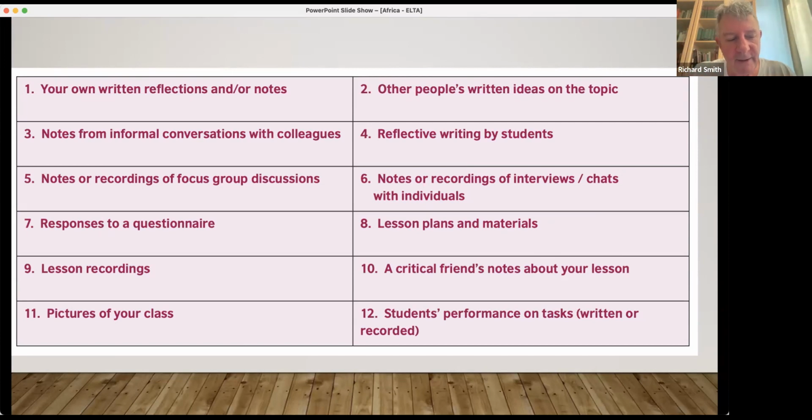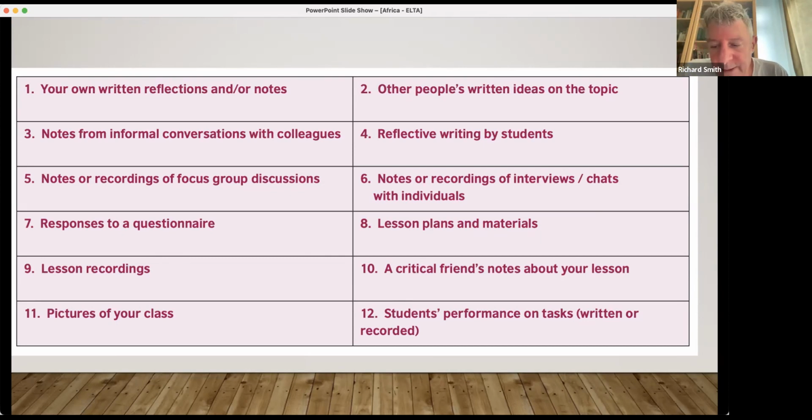It can take rather a lot of time to prepare a good questionnaire. So sometimes think about other ways of doing the same thing. For example, number 4 could be another way of getting students' opinions, reflective writing. Sometimes your plans or your materials can help to answer questions. So looking at your plan again. Number 9, sometimes recording a lesson, maybe using a mobile phone or getting a recording and then listening to the recording later can be useful.